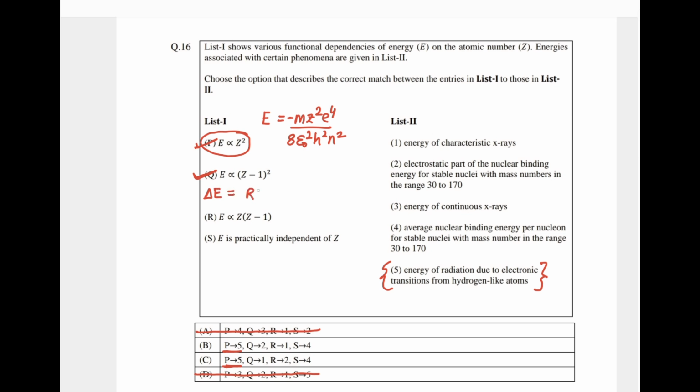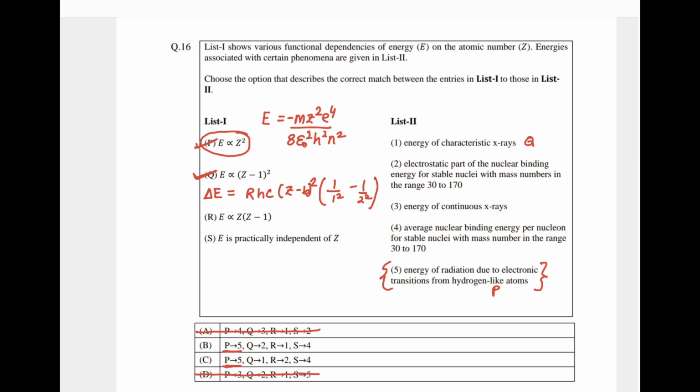is equal to RHC (Z minus b) square, and then the transition is taking place from n equal to 2 to n equal to 1. So we can write it as 1 by 1 square minus 1 by 2 square, or if it is from n1 to n2 we can write it as 1 by n1 square minus 1 by n2 square. So this formula matches with the energy of characteristic X-ray. So this one is for P and this one is for Q.